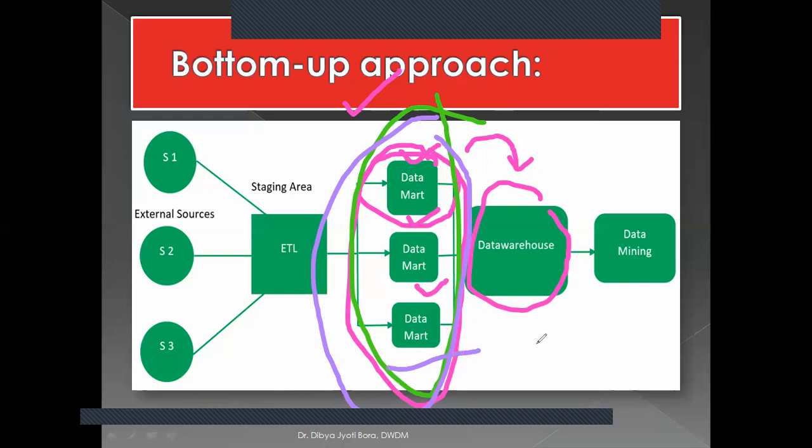We want the dimension, but the dimension should be consistent, right? Dimension should not be the case that it is here today and gone tomorrow. That should not be the case. This dimension should be organized in such a way that will help us to analyze the data even after 2-3 years, whatever the time period you are going to take for that analysis purpose.